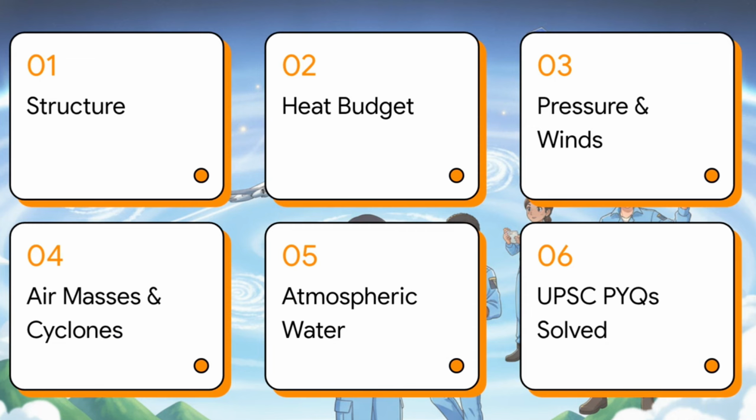All right, so here's our roadmap for today. We're covering the structure of the atmosphere, insulation and the heat budget, atmospheric pressure and winds, air masses and cyclones, water in the atmosphere, and we'll wrap it all up by solving some UPSC prelims previous year questions.